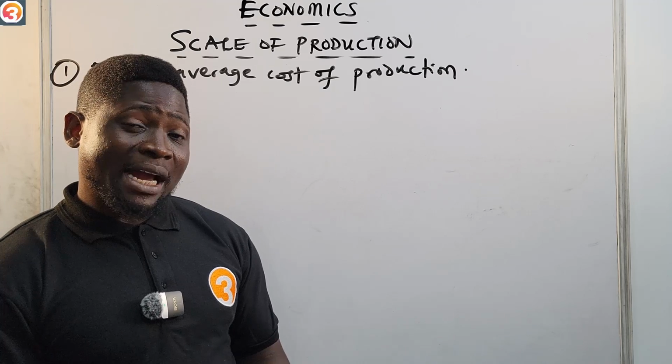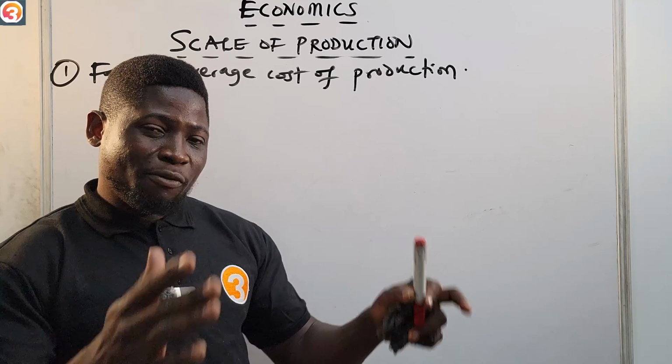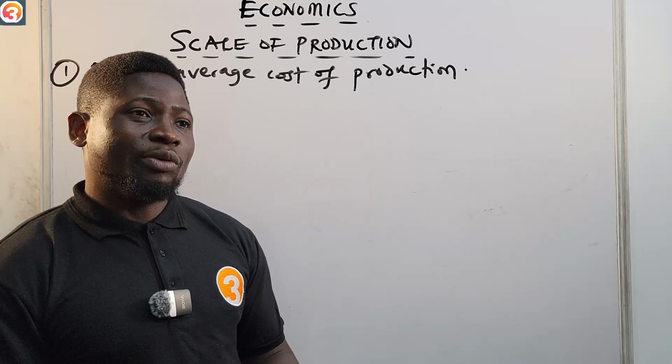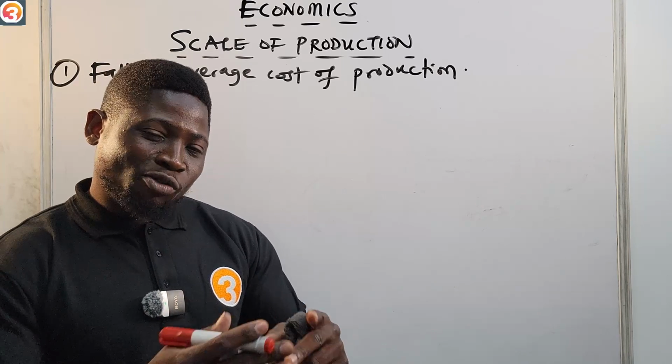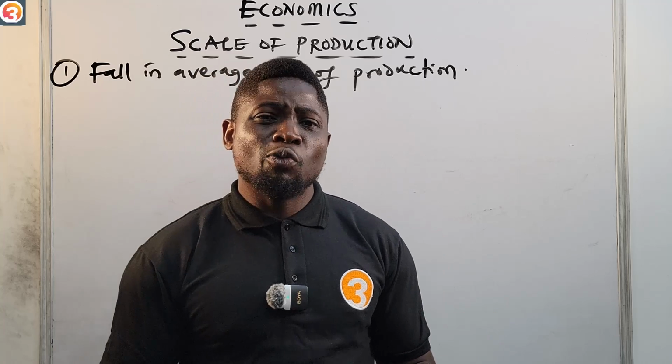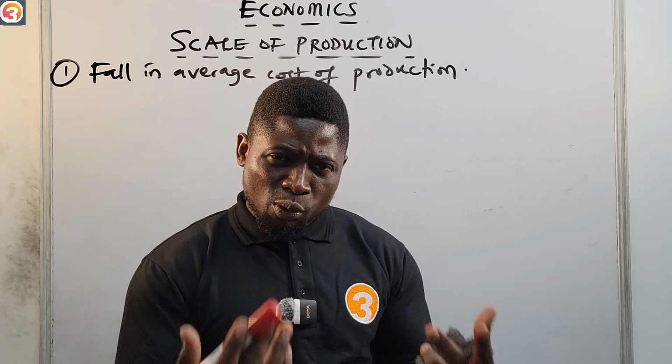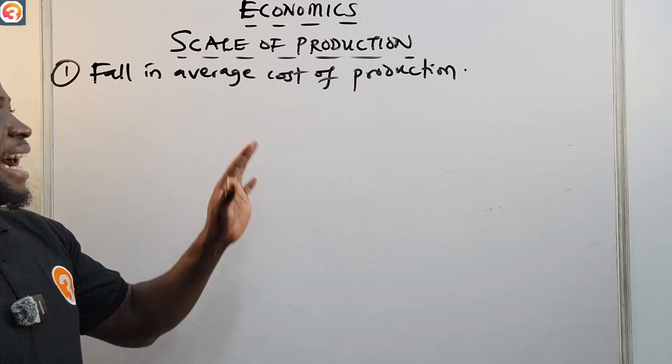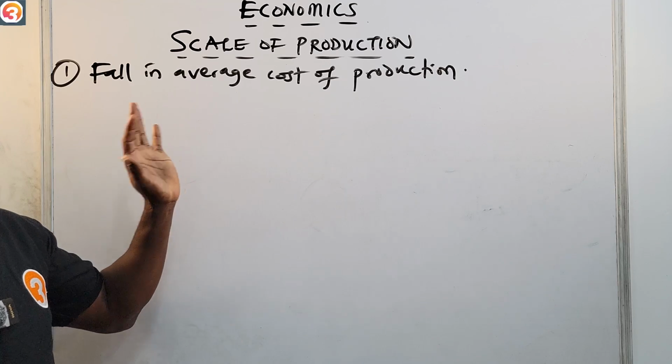Okay, let's say you went to buy maca one by one, then now buy the full pack of maca. Or you went to buy biscuits one by one, then now go and buy the carton. Which one will be cheaper? It will be cheaper when you buy the carton, when you buy from where they sell wholesale. So that is what happens here also when it comes to the scale of production.